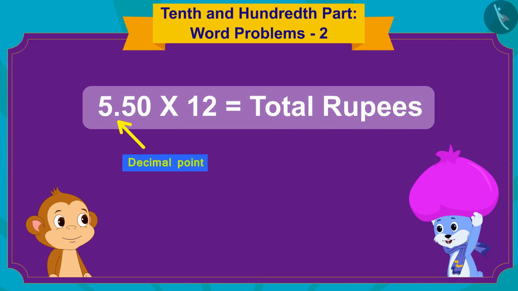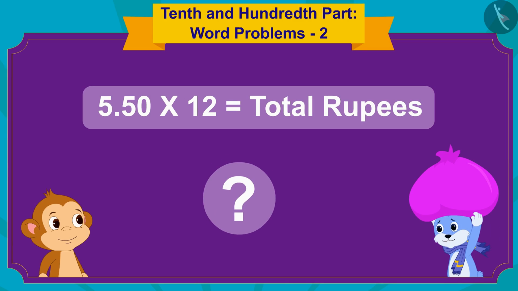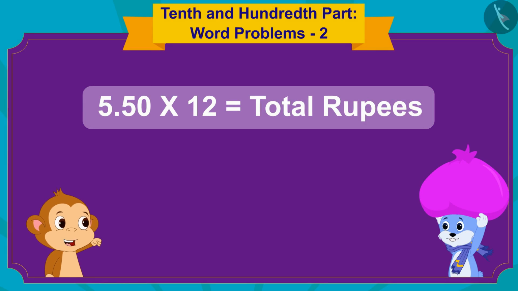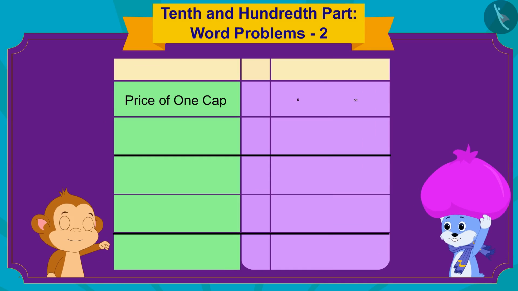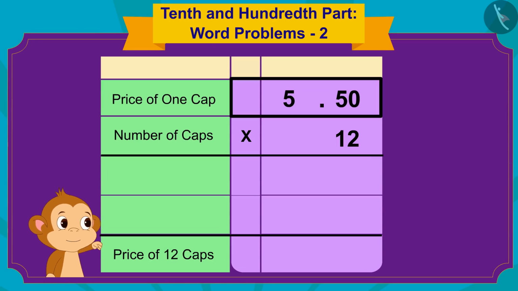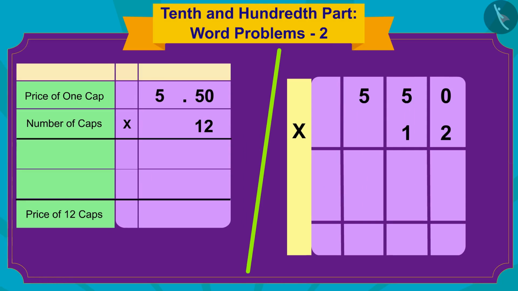"I see. But there is also a decimal point in the middle. So how do I do this multiplication?" Bunny asked Babban. "I will teach you. Look, first we'll write the price of one cap like this. Now we will multiply 550 by 12, just as we do any multiplication." Saying this, Babban quickly multiplied it on a paper in this manner and wrote 6,600 as the answer.